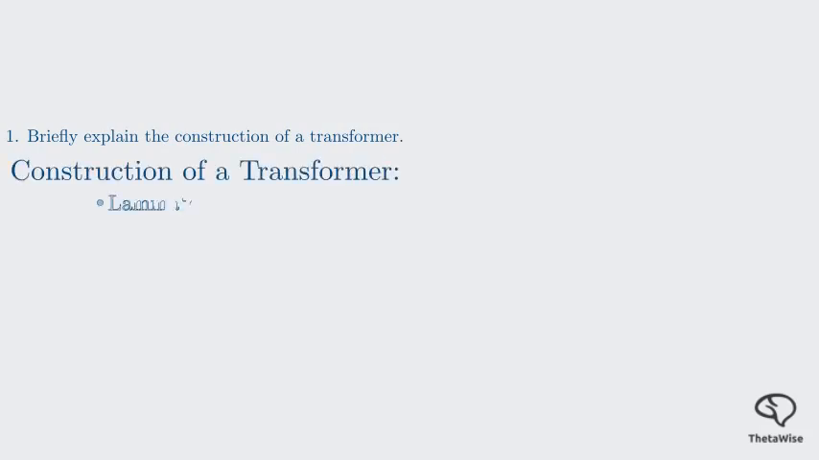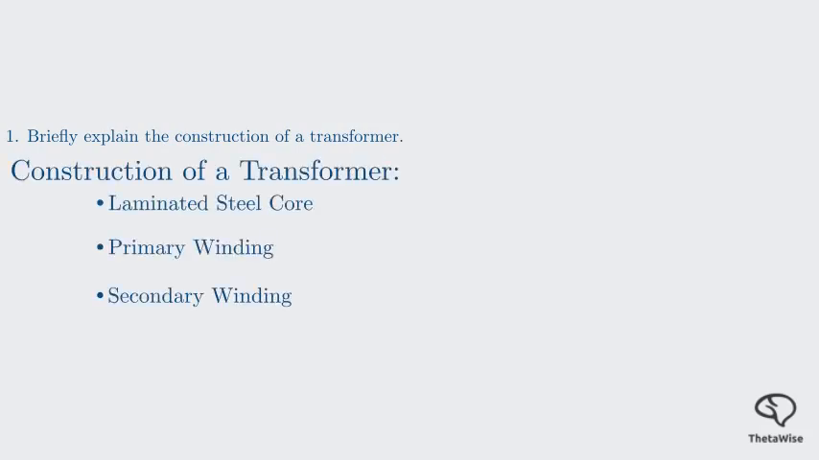Let's begin with our first question, worth 3 marks. Question 1 asks us to briefly explain the construction of a transformer. The fundamental construction of a transformer consists of a laminated steel core and 2 windings. You have a primary winding, which is connected to the AC supply, and a secondary winding, which is connected to the load. These 2 windings are insulated from the core and from each other.